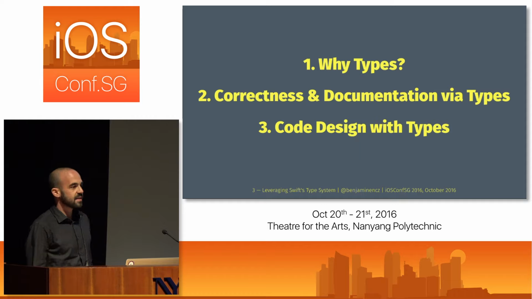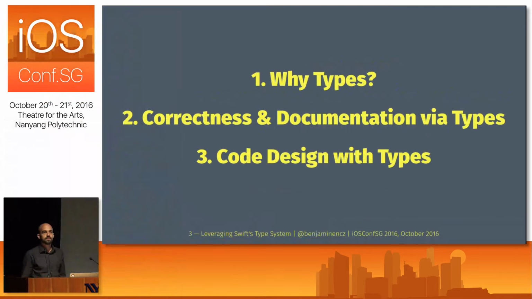The talk itself breaks down into 3 major components. Firstly, I'd like to go a little bit into the history of types. Why do we have type systems in the first place? What role do they play in our programs? And I think it sets the stage for the rest of the presentation.